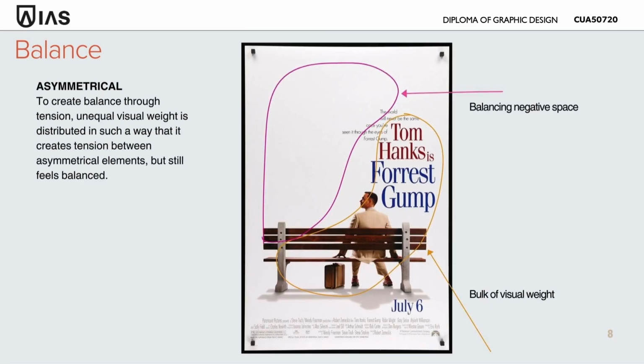Now let's go on to asymmetrical. Here's an example of an asymmetrically balanced design. The visual weight is distributed in such a way that it creates tension between the elements, but it still feels balanced. If we look at this layout, the negative space on the left-hand side balances out the bulk of the visual weight on the right-hand side, meaning, although this layout is asymmetrical, it still feels balanced.